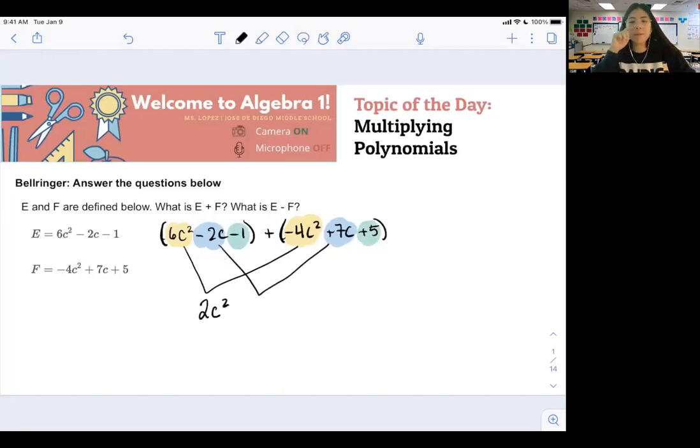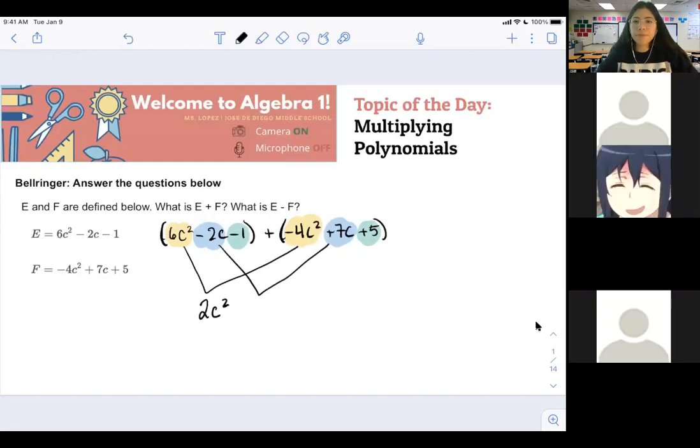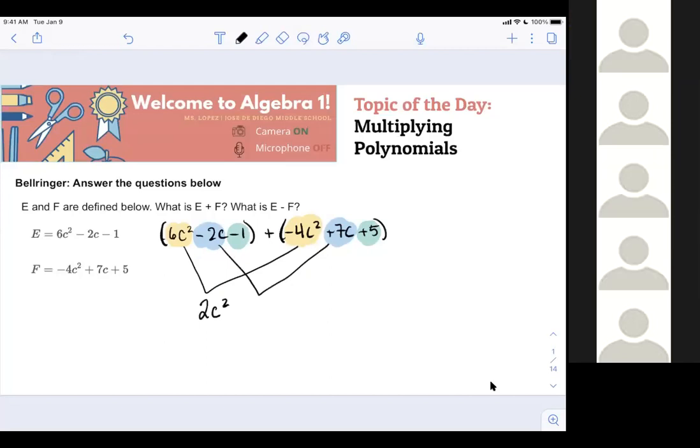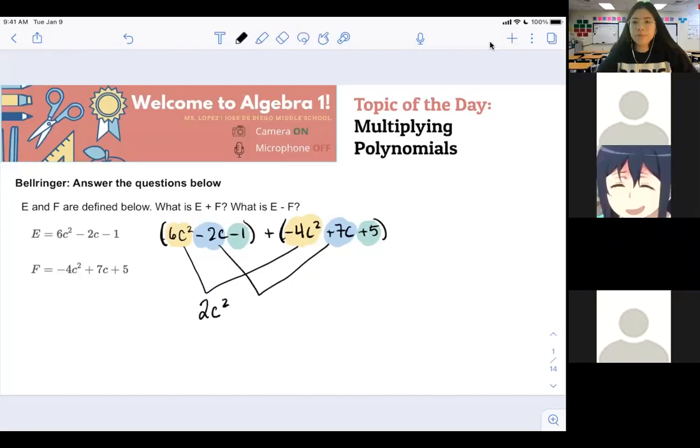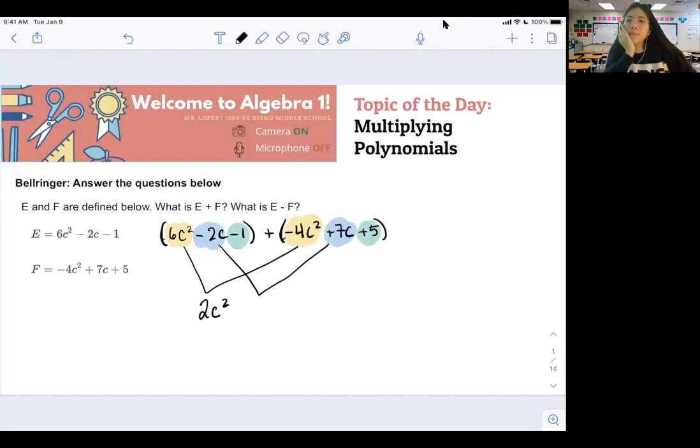What am I doing here? What am I actually doing? -2 and 7. Good, I see Wenchly said it to me in the chat. We get 5c. -2 plus 7 gives me 5.